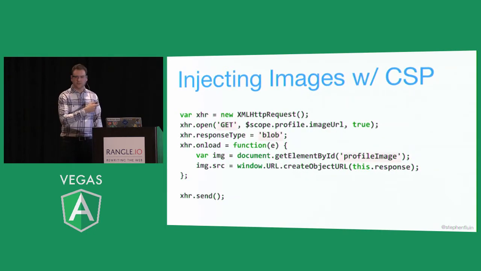And so on that third point about injecting images and scripts, all you really have to do is create an XML HTTP request. I'm sure there's an Angular library out there to do this. I just haven't spent much time looking. But you're just loading it via an XHR and then populating it into the DOM manually.